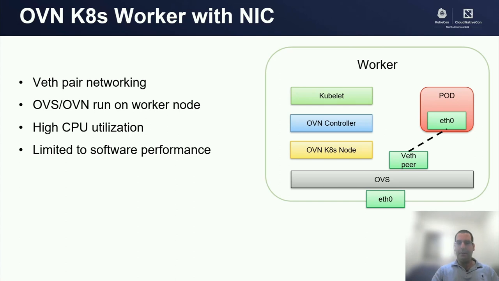Taking a closer look at the worker node with the regular NIC, we can see that it uses a VETH pair for the networking. The OVS and OVN components are running on the worker node. In case of a high packet rate, we will see high CPU utilization, and we are limited to kernel performance.